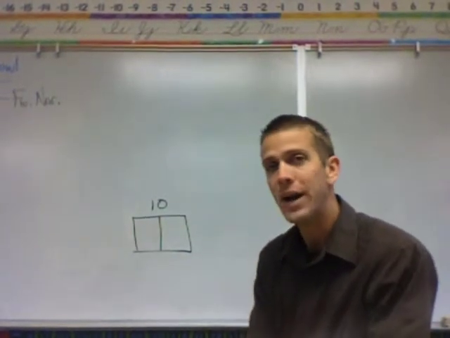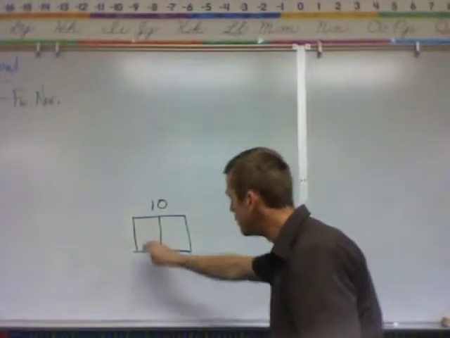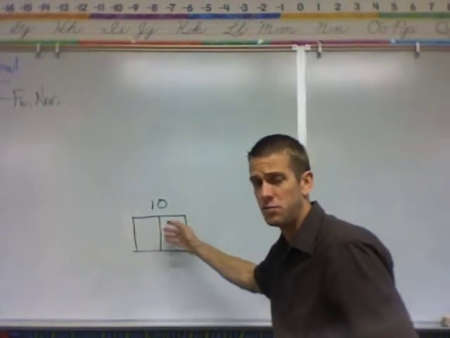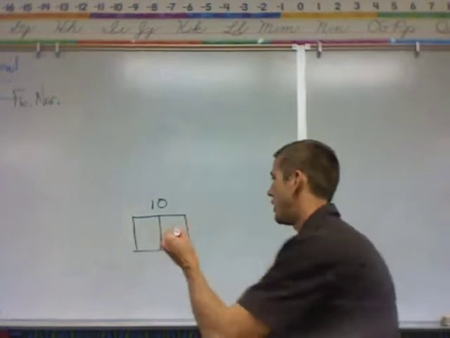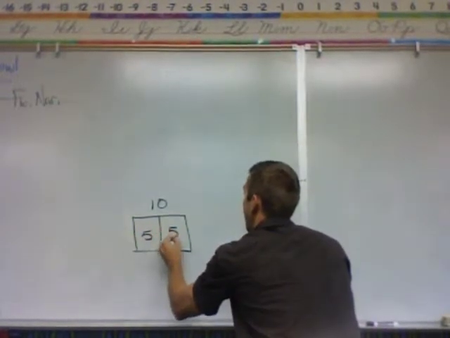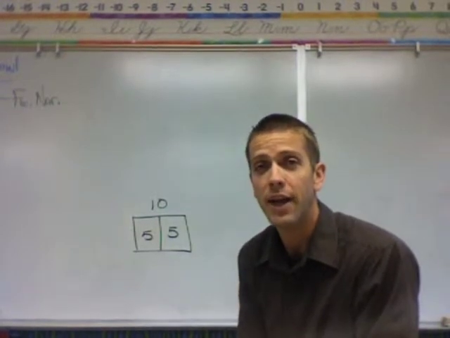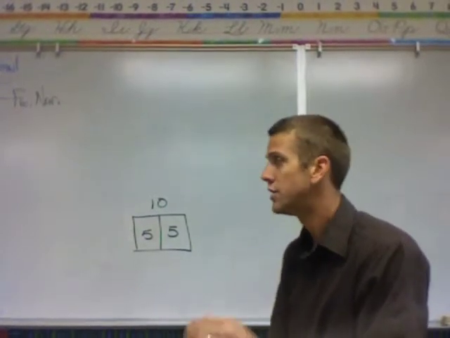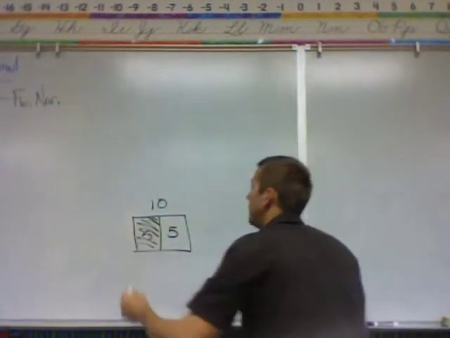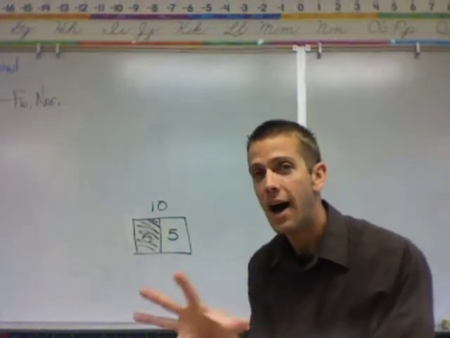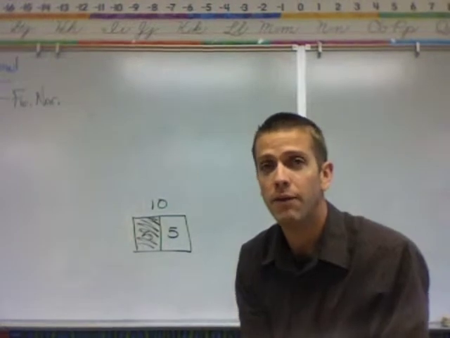Now, what would go in each part of the box to make the 10? Would we put 2 in here and 8 in here, because 2 plus 8 makes 10? No. We'd put 5 and 5, because each one should share evenly, right? 5 and 5. And now the question I asked was, how much would each person get? What's half of 10? So you could circle 1 out of the 2, to show that I'll get 5 and someone else will get 5. Each person will get 5.